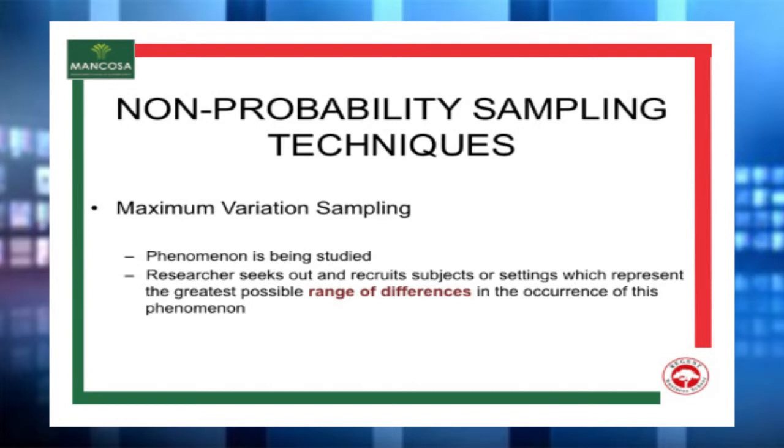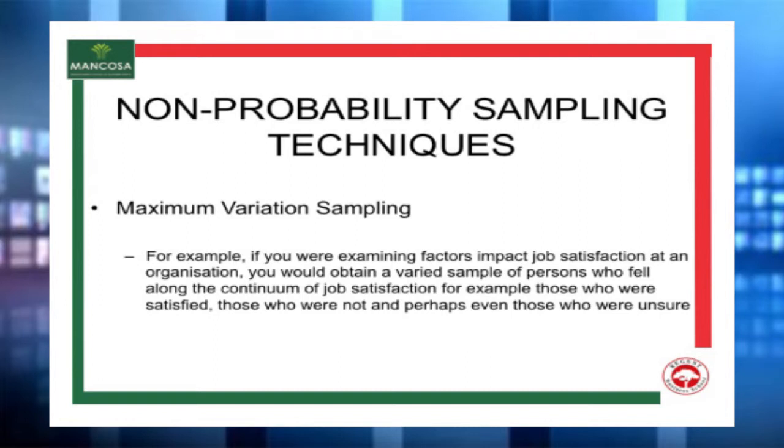Maximum variation refers to a sampling technique where a phenomenon is being studied. The researcher seeks out and recruits subjects or settings which represent the greatest possible range of differences in the occurrence of this phenomenon. For example, if you were examining factors that impact on job satisfaction at an organization, you would obtain a varied sample of persons who fell along the continuum of job satisfaction. For example, those who were satisfied, those who were not satisfied, and perhaps even those who were unsure.